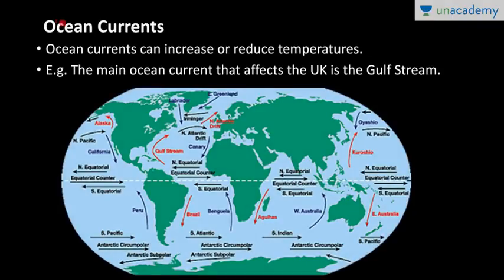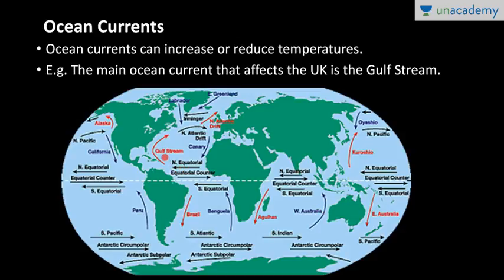Now, coming to ocean currents, the next factor which influences the climate. Ocean currents we've already discussed in one lesson. Now, how do these affect the climate? There are two types of ocean currents. One is warm. The red ones are shown as warm. And then there is cold. The blue ones are shown as cold currents. The blue ones are cold, and the red ones are warm currents.